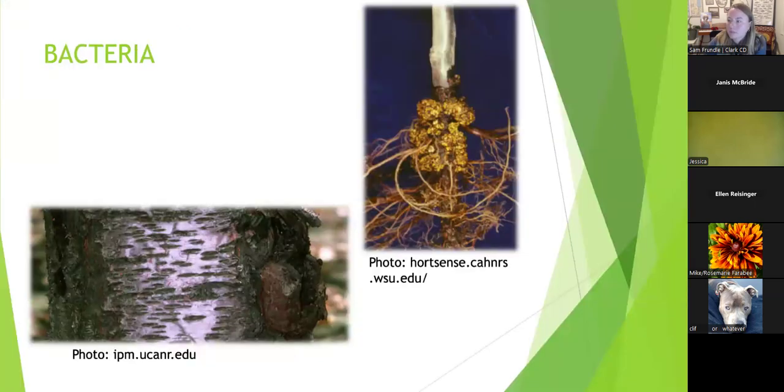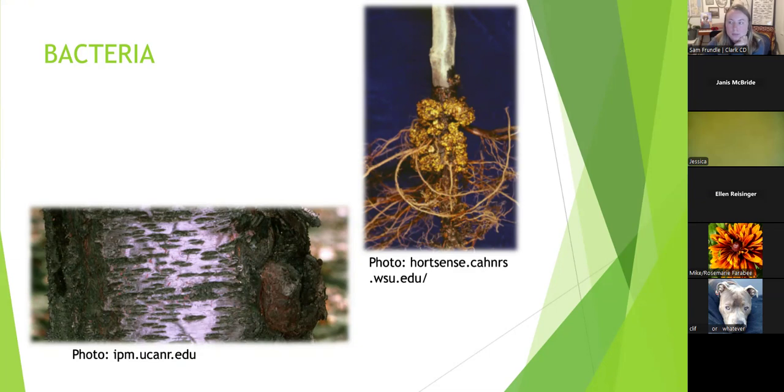There's a question here. Do you compost powdery mildew or do you put it in the garbage? I would say it's so prolific right now that putting it in your compost is not going to make any difference. Go ahead and just compost it.